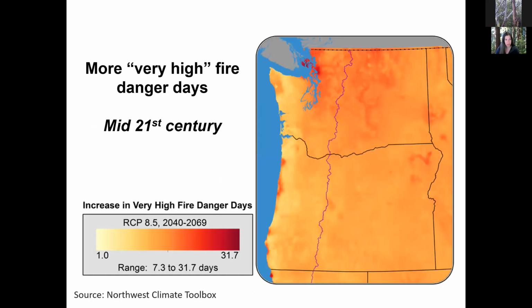And this is a projection for those very high fire danger days. This looks at about mid-century, and you can see a lot of the east side is in the darker orange to red, and the red range is about 30 days of very high fire danger. When we get any ignition, we can expect there to be a start and a fire event.